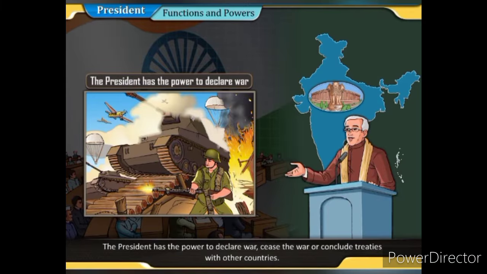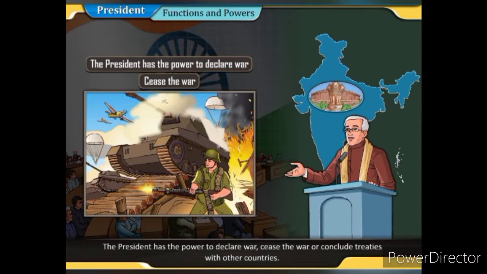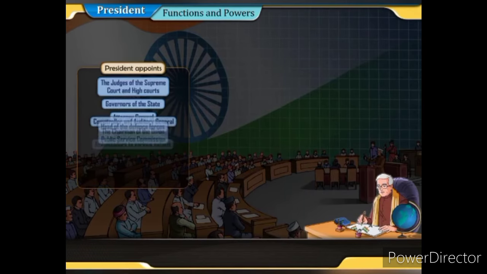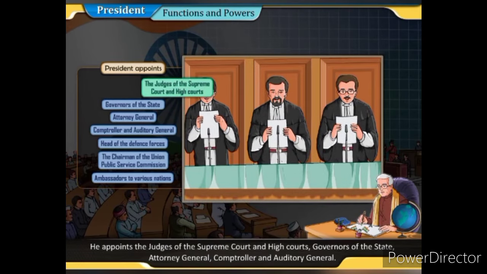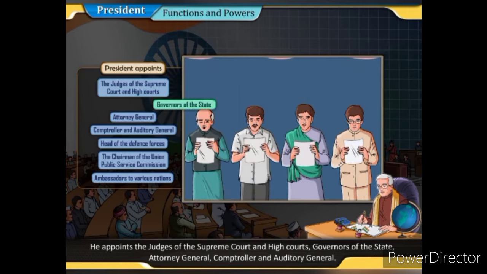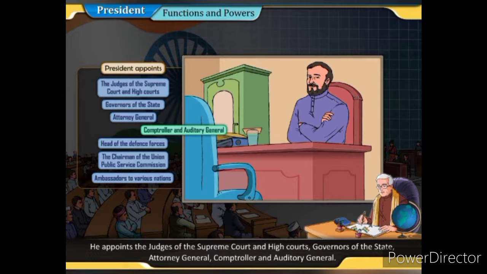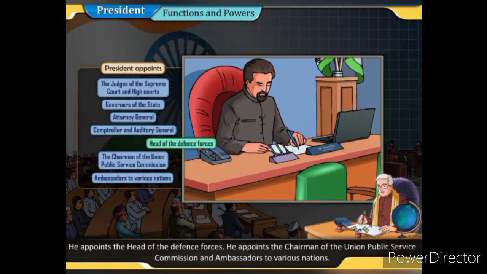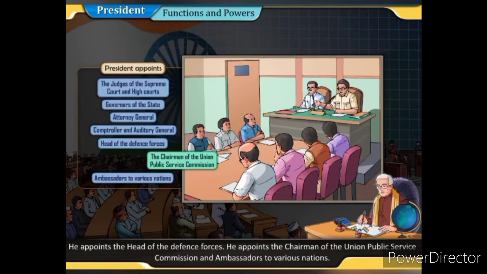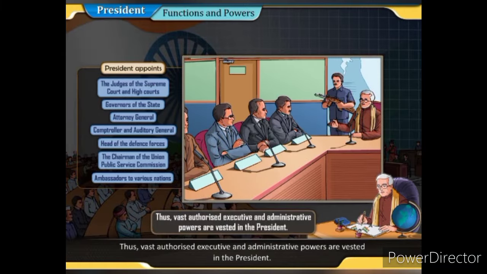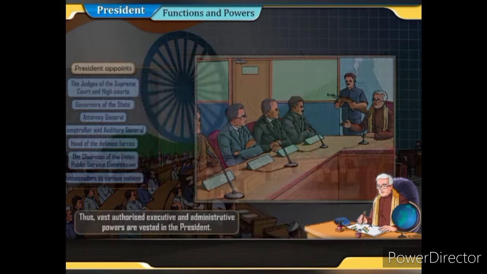President is the head of the defense forces of the country. The President has the power to declare war, cease the war, or conclude treaties with other countries. He appoints the judges of the Supreme Court and High Courts, governors of the state, Attorney General, Comptroller and Auditor General. He appoints the head of the defense forces. He appoints the chairman of the Union Public Service Commission and ambassadors to various nations. Thus, vast executive and administrative powers are vested in the President.